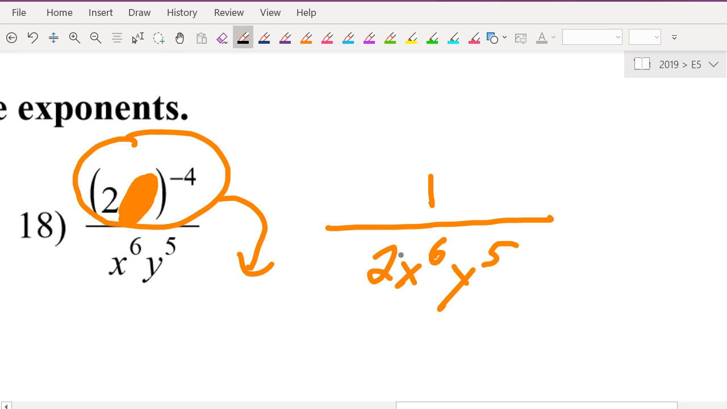Okay, so there's a 2 to the 4th power here. 2 to the 4th power, x to the 6th power, y to the 5th power.